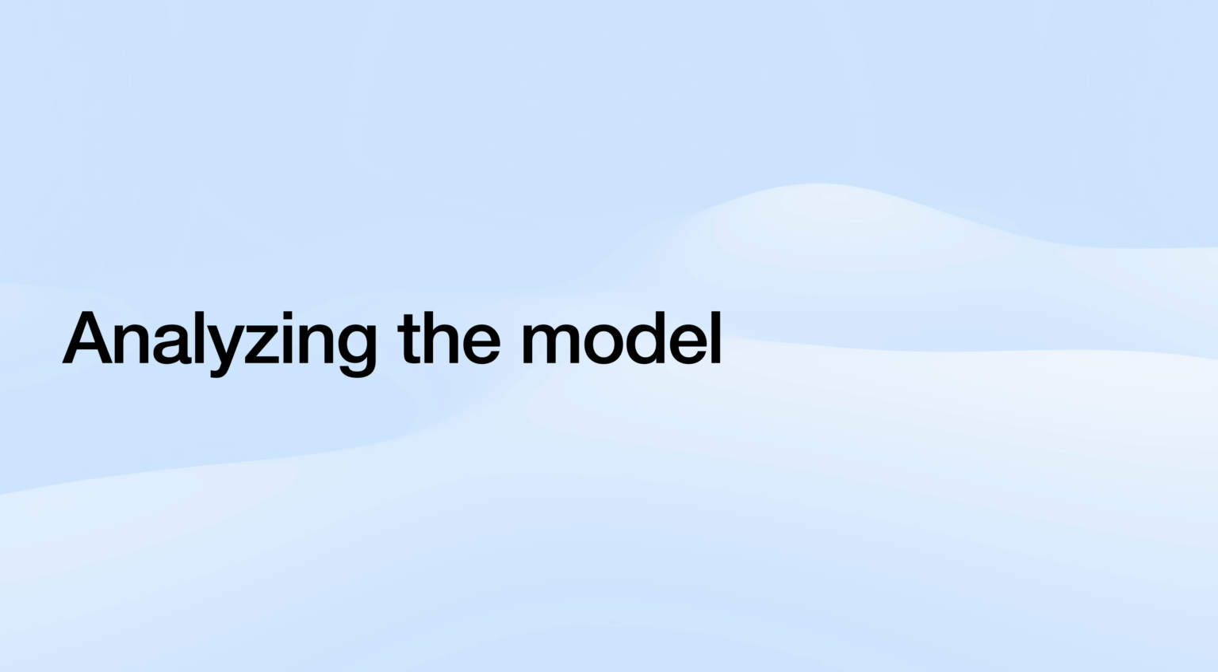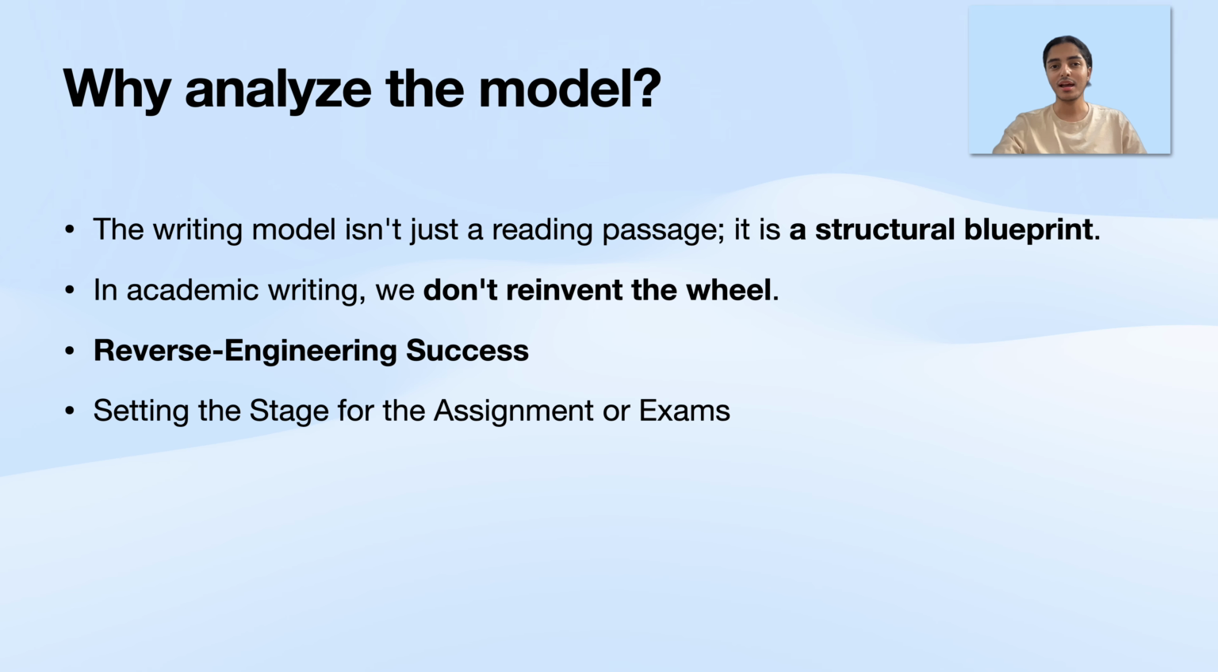Analyzing the model. Let's talk about why we analyze the model. We're going to talk about the model as a structural blueprint. The writing model presented in Chapter 1 is not merely a reading passage, it serves as a structural blueprint. In academic writing, we don't reinvent the wheel. Instead, we analyze these models to understand exactly how an expert author transitioned from a broad general introduction to a specific focused thesis statement. Without first identifying the bones of the model, constructing a robust essay of your own becomes an uphill battle. Reverse engineer excellence.